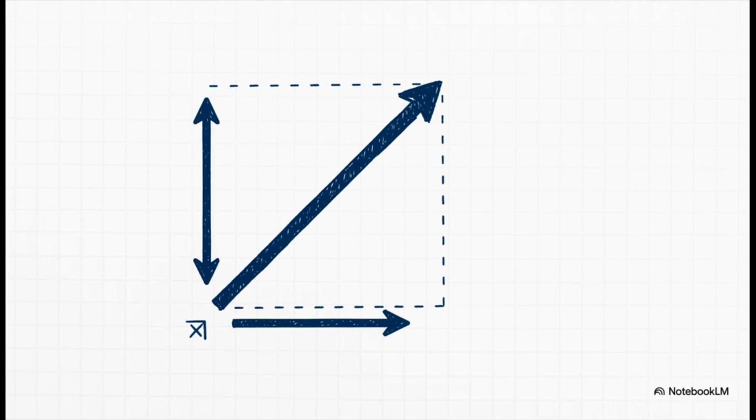Honestly, this is a total game changer. The core idea is brilliant in its simplicity. You take every single diagonal force, no matter what its angle is, and you just break it down into two much simpler parts. How much of it is pulling horizontally and how much is pulling vertically.